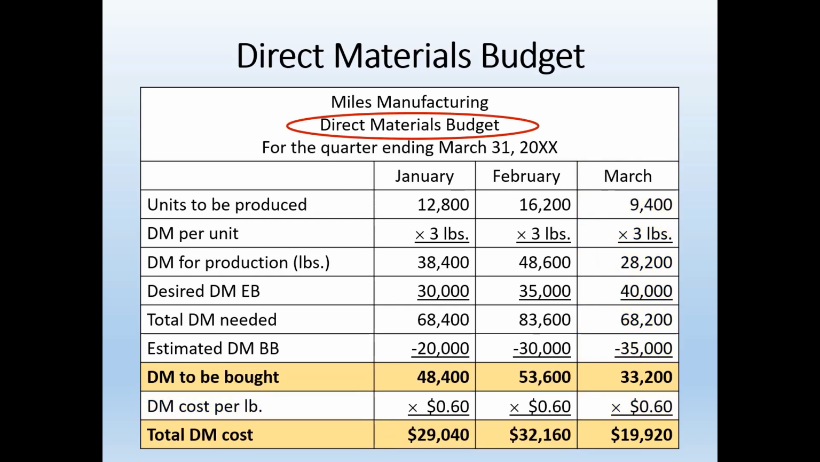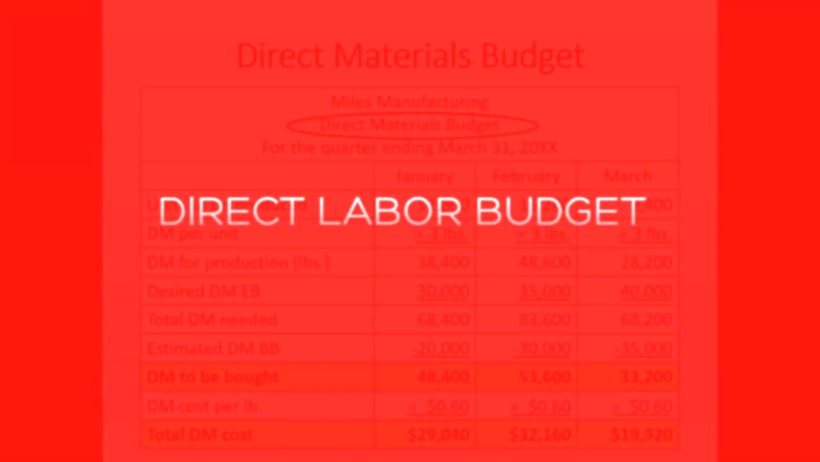Altogether, this direct materials budget tells the firm how many pounds of material it needs in January, February, and March, and how many dollars the firm needs to have in order to buy all of that material.